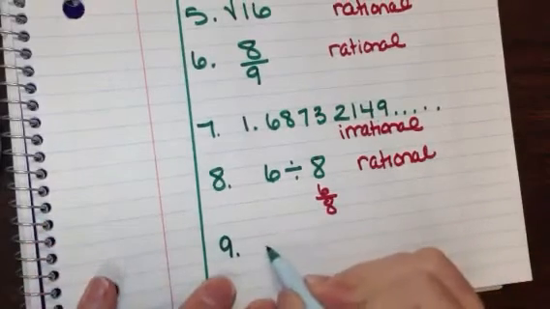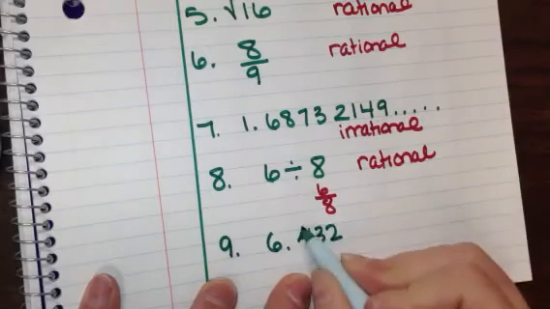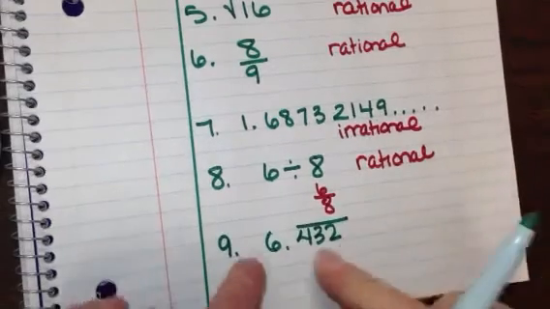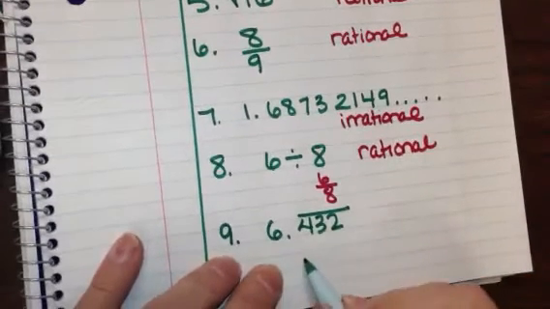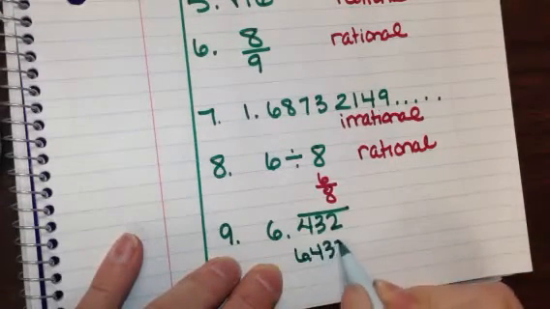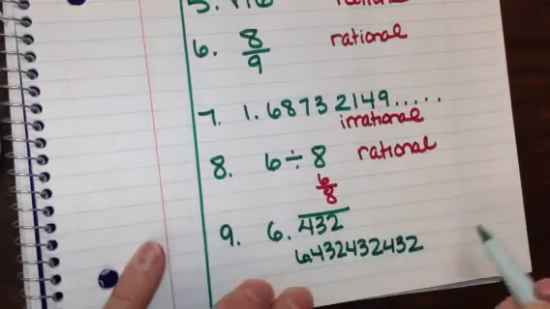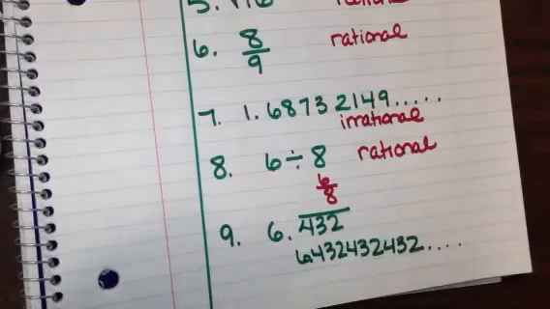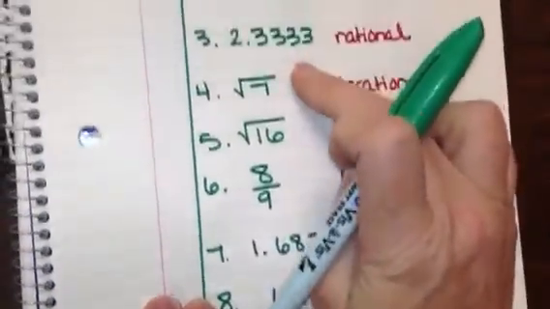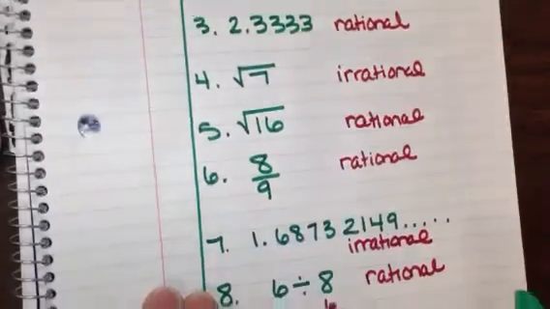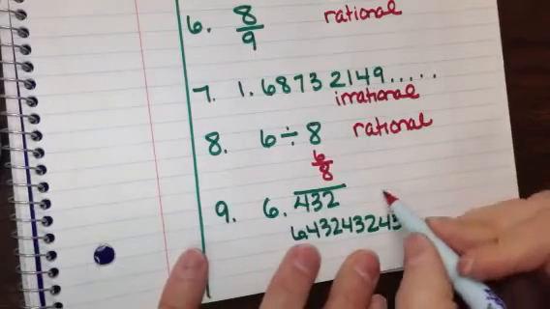Number 9. Let's say I've got 6.432 with a line over it like that. Okay, this is also a repeating decimal. What this means is it's going to go 6.432, 432, 432, and keep going on and on like that. The number that repeats does not always have to be the same digit like you have up here with 2.333 and so forth. Okay, and so this right here is going to be a rational number.